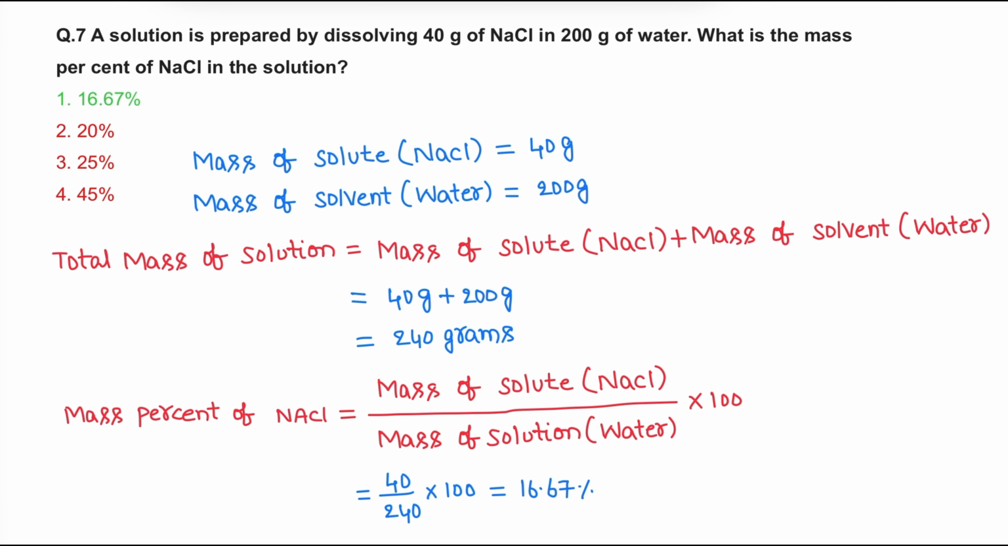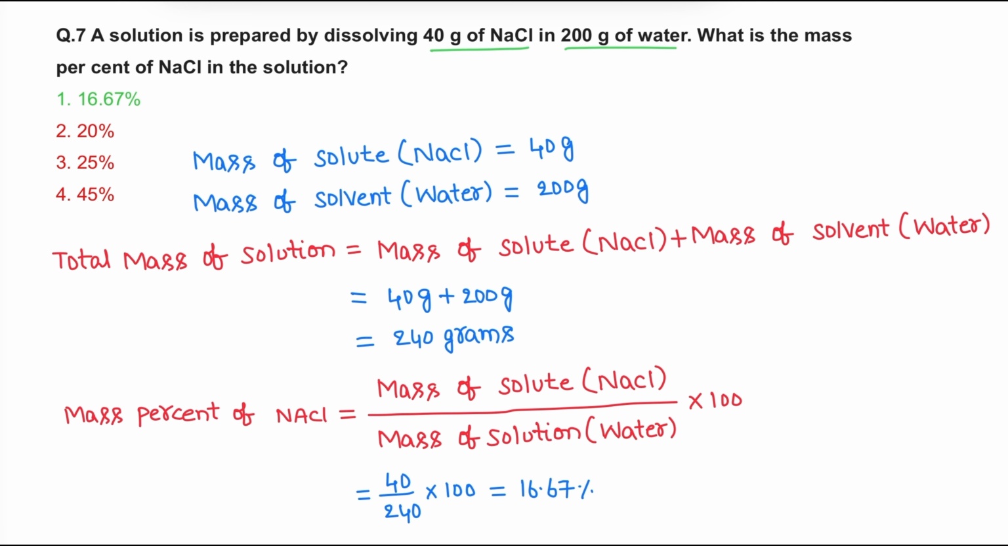Question number 7. A solution is prepared by dissolving 40 gram of sodium chloride in 200 gram of water. What is the mass percentage of sodium chloride in the solution? So the given problem, the mass of solute NaCl is 40 grams. The mass of solvent water is 200 grams. Total mass of solution is mass of solute plus mass of solvent, 40 grams plus 200 grams, that is 240 grams.